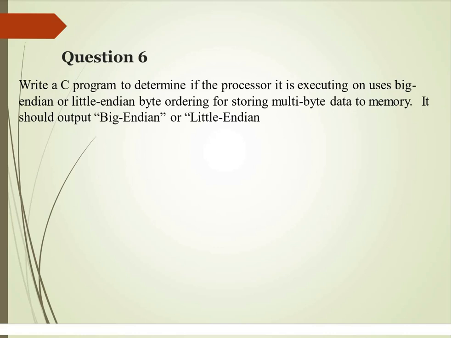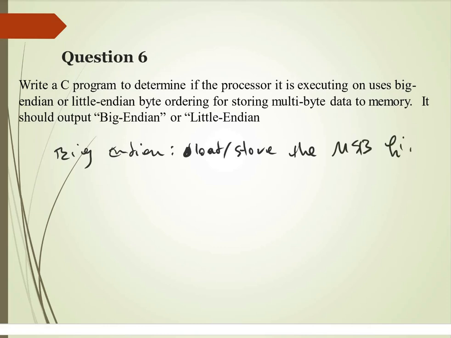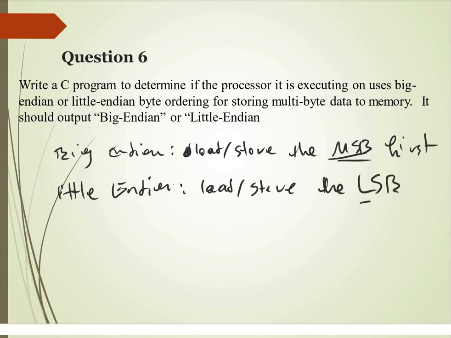Big endian means that it loads or stores the MSB first. MSB is the most significant byte, and little endian means that it loads or stores the LSB first, which is the least significant byte.